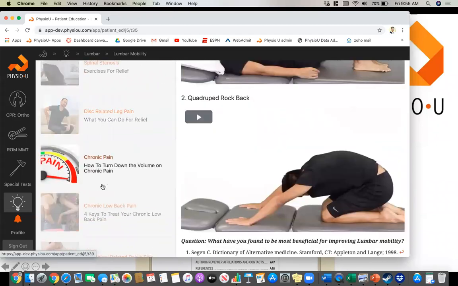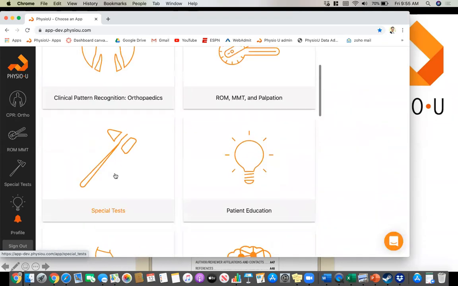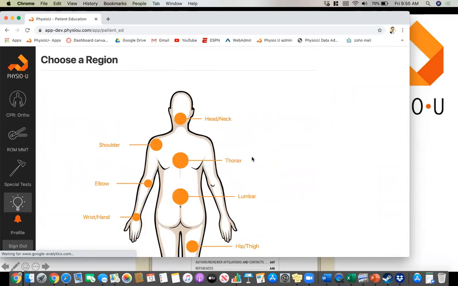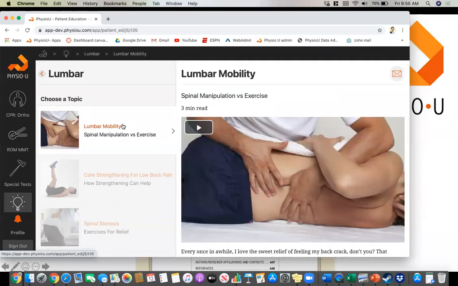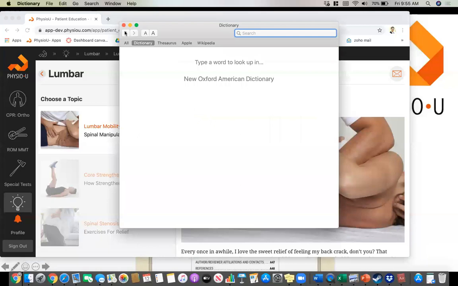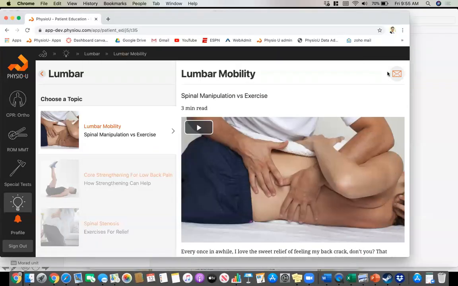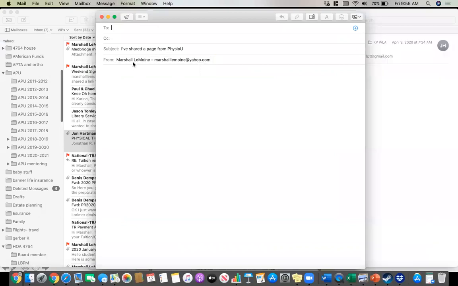Dr. LeMoine, do you mind showing them exactly how you would send that to a patient? Yep. So if I'm here, patient education app, lumbar, right? So lumbar mobility. If I click here, I click on it, and then it just populates. I clicked it twice. There you go. It just pops up in your email, and it sends them the link.